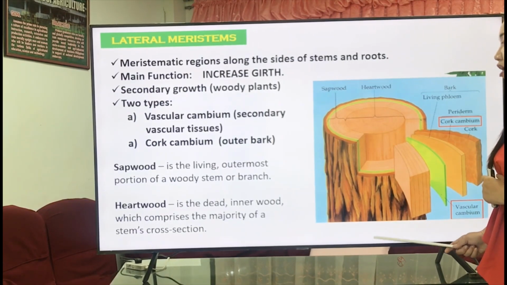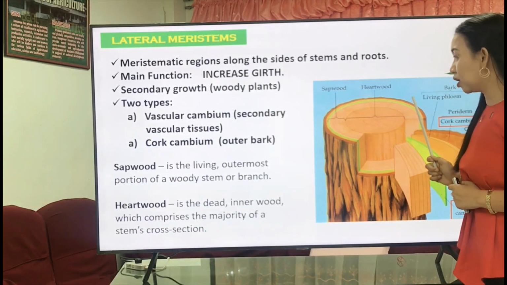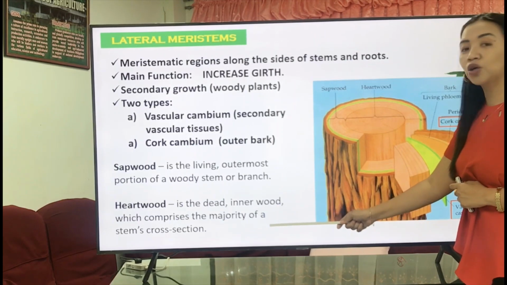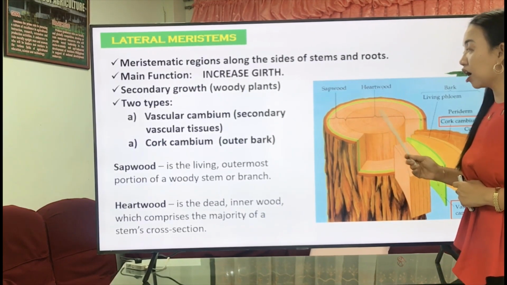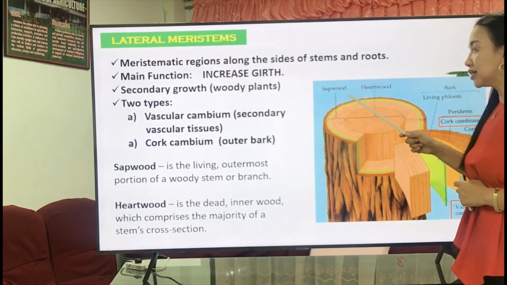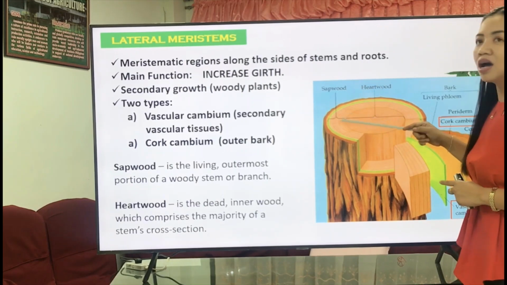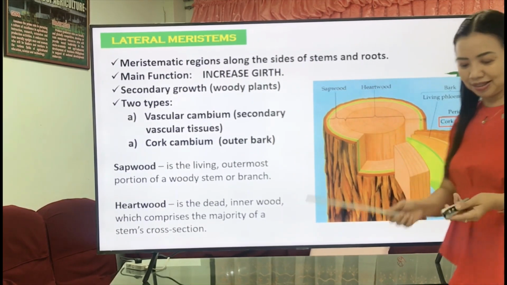For the sapwood and the heartwood, we have here the inner portion. This is the dead part of the wood, known as the heartwood, which comprises the majority of the stem. And then the sapwood is living, the outermost portion of the woody stem. This is where the transport of water and nutrients takes place in the plant.